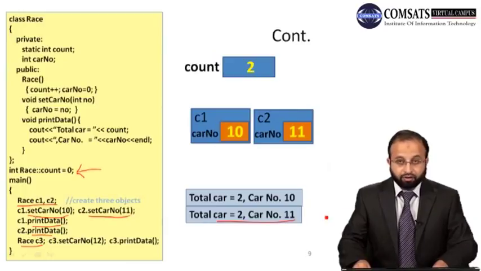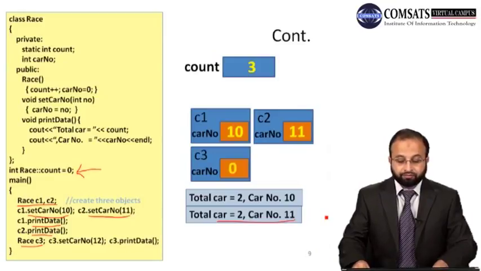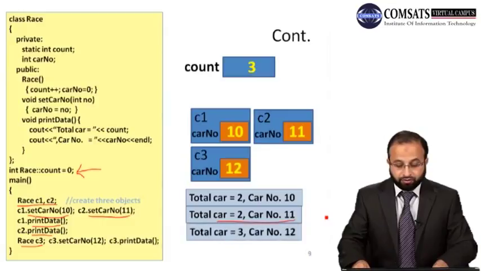And then you create another object, that is C3, and set its car number to 12. So when that object is created, the constructor is invoked, it increments the value of count, it becomes 3. And then it assigns the value 0 to the car number. Then you change the value using the set car number function to 12, so that value is changed. And then you print the value of the C3 object, so it prints total car is equal to 3 and car number is 12.